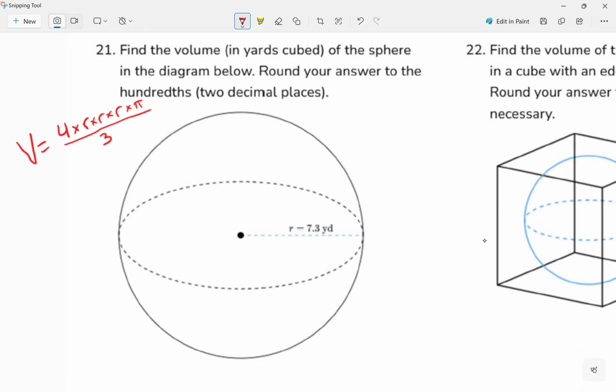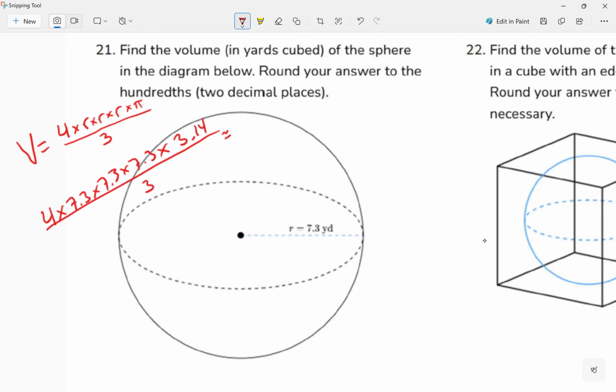Okay, so I want to grab my calculator. The radius is 7.3. So I'm just going to type in 4 times 7.3 times 7.3 times 7.3 times pi. Now, for pi, we can use the pi symbol or we can use 3.14. Let's say this time I'm going to use 3.14 for pi, and all of this I'm going to divide by 3. And I'm going to round it to 2 decimal places.